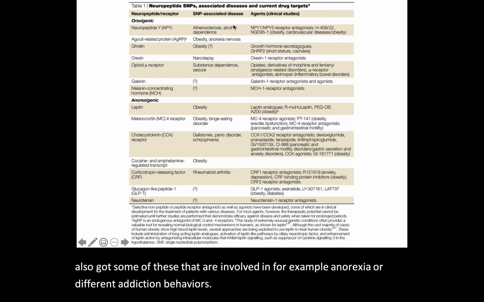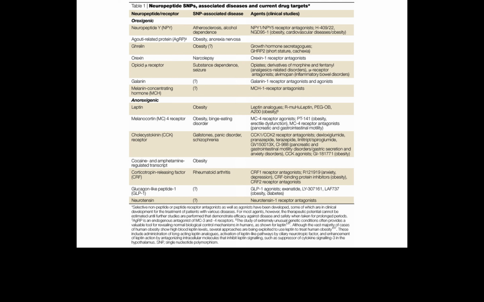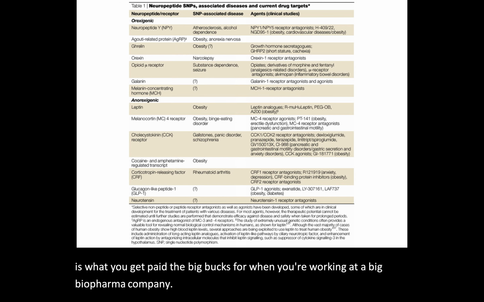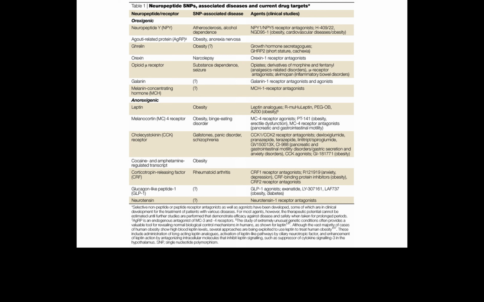And so there are also things that will bind to these same receptors as the neuropeptides and either enhance their effect or block their effect. And so this is a lot of medicinal chemistry. This is what you get paid the big bucks for when you're working at a big biopharma company. These are going to be the drugs that make you feel better or feel worse or alleviate anxiety or depression. They're all going to work through these little neuropeptide receptors, and they're going to work by mimicking one of the neuropeptides that we have in some way.